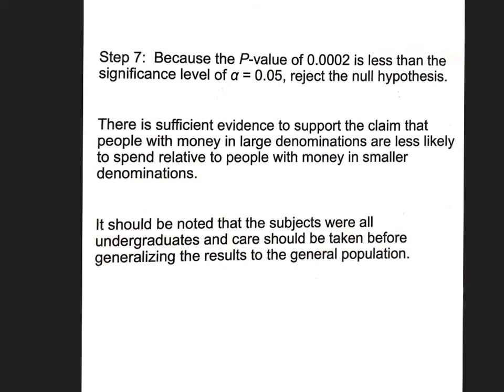Also, the p-value is low. I didn't say anything about that on purpose, but it's low. It's 0.002, which is less than our alpha. Remember, p is low, you reject H0. So I'm going to reject the null. Here's my sentence. There's sufficient evidence to support the claim, because I rejected the null, that people with money in large denominations are less likely to spend relative to people with money in smaller denominations.